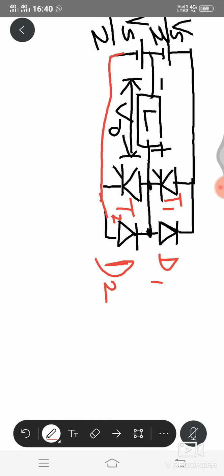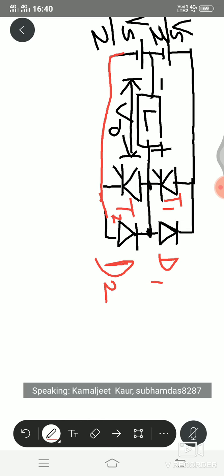and give the polarity sign to the load. L means load. Load means any combination. Any combination means it can be R, it can be RL, like that. Okay, I hope the diagram is over.